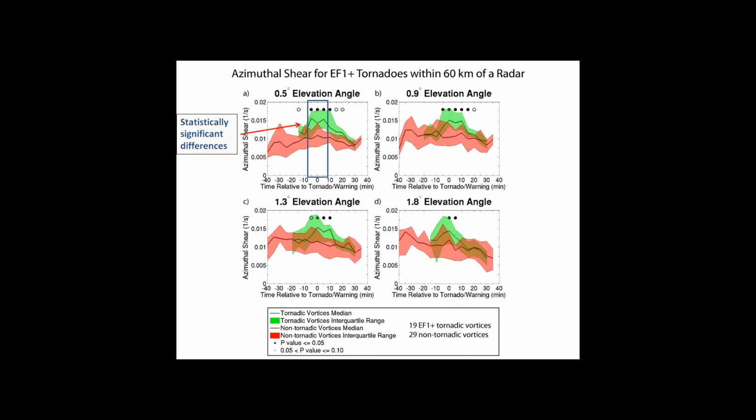We also know that close to the radar, there are clear significant differences between tornadic vortices that produce EF1 and greater tornadoes versus non-tornadic vortices. Of course, EF1 and greater tornadoes pose the greatest risk to life and property, as well as having a more robust record of their occurrence. One caveat to this result, though, is that the majority of our EF1 and greater tornadoes close to the radar actually happen to be from QLCSs.